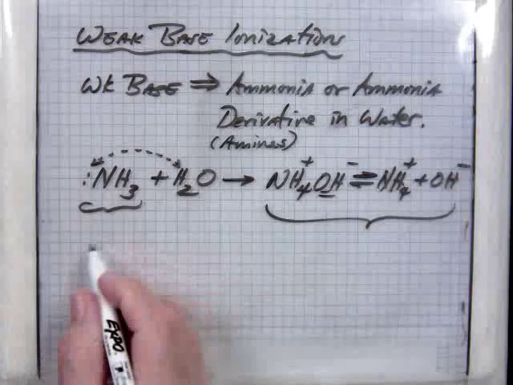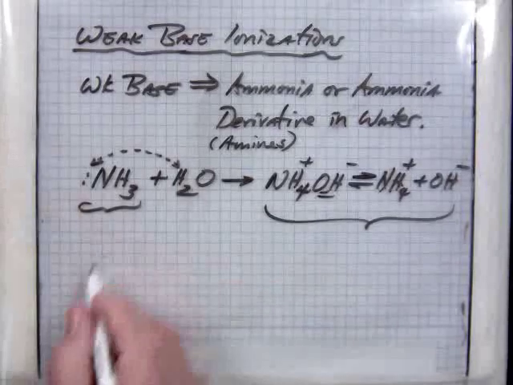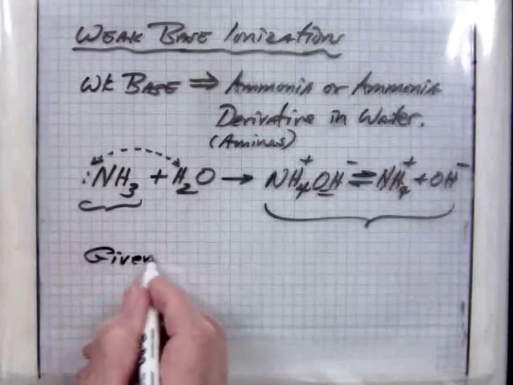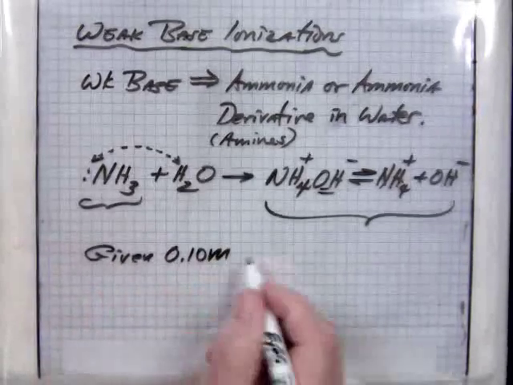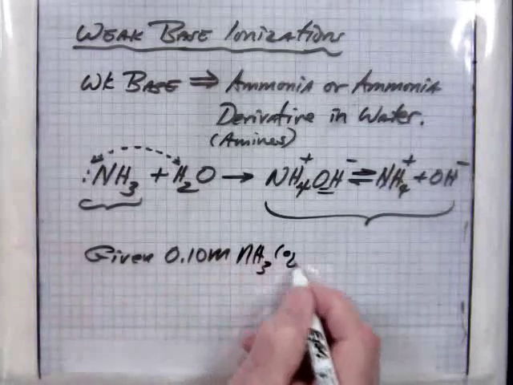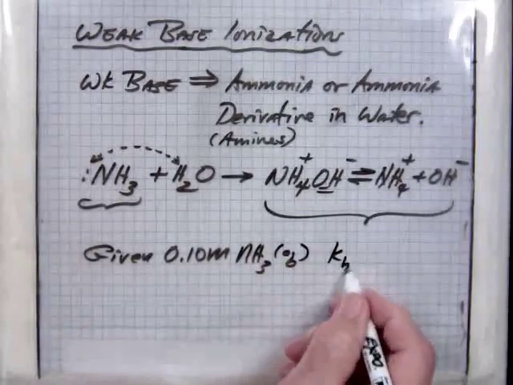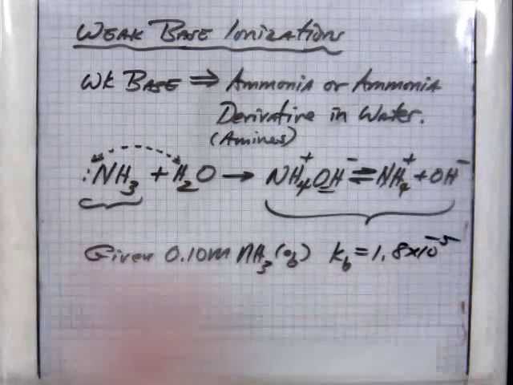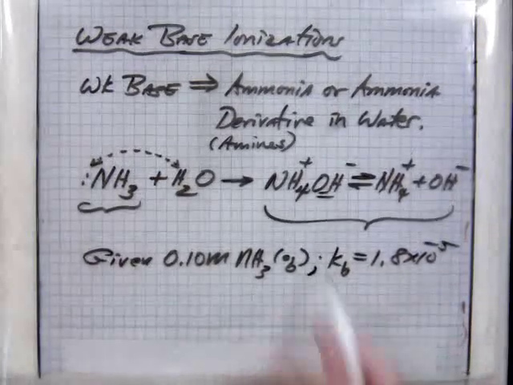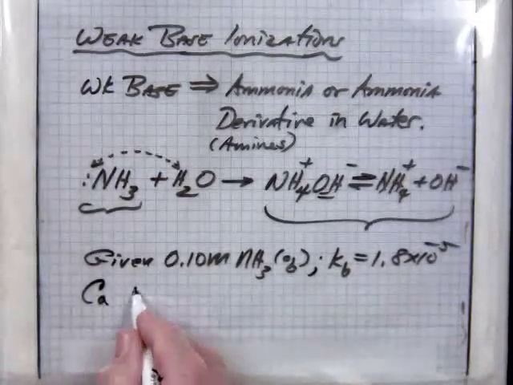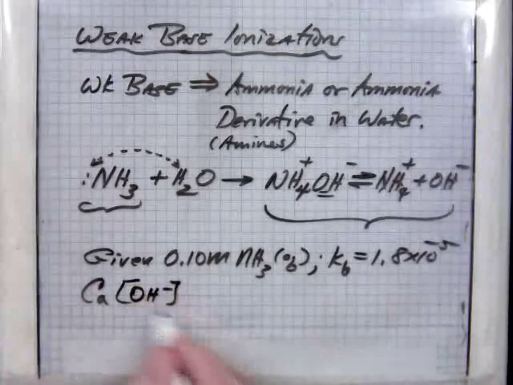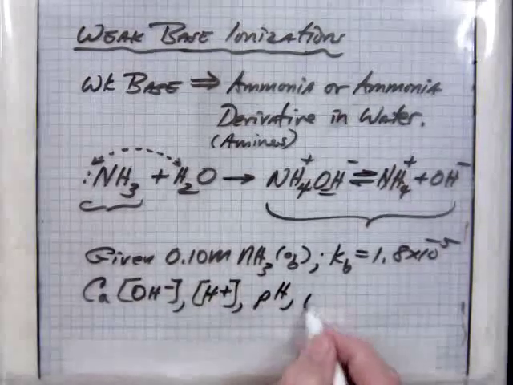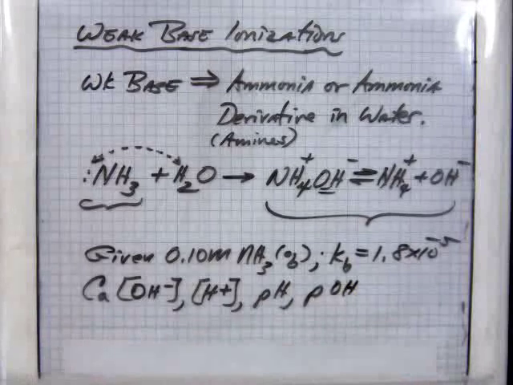So our first problem: let's just say we're given 0.10 molar NH3 aqueous, Kb is equal to 1.8 times 10 to the minus 5. Same thing as acetic acid, but like that. Calculate OH, hydrogen, pH, pOH, anything else you can come up with.